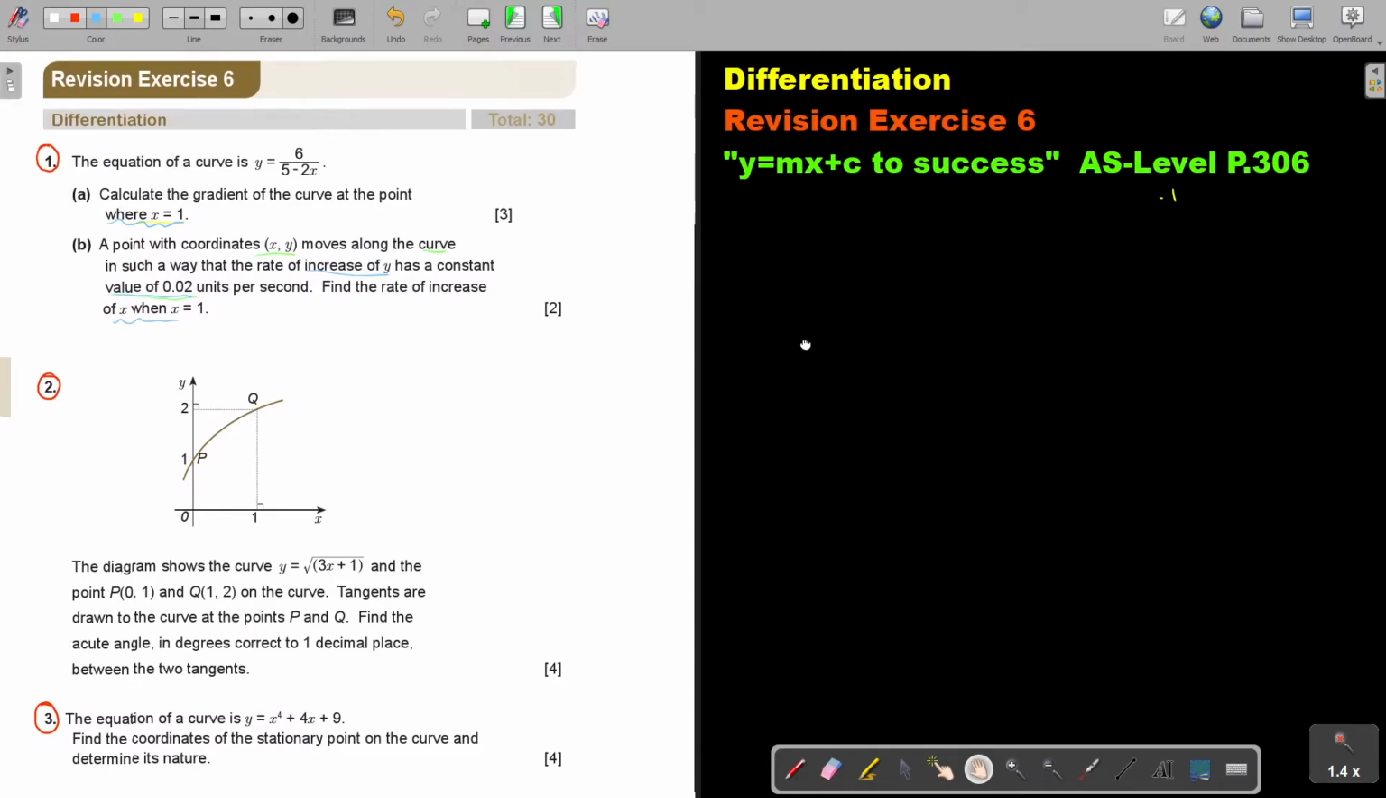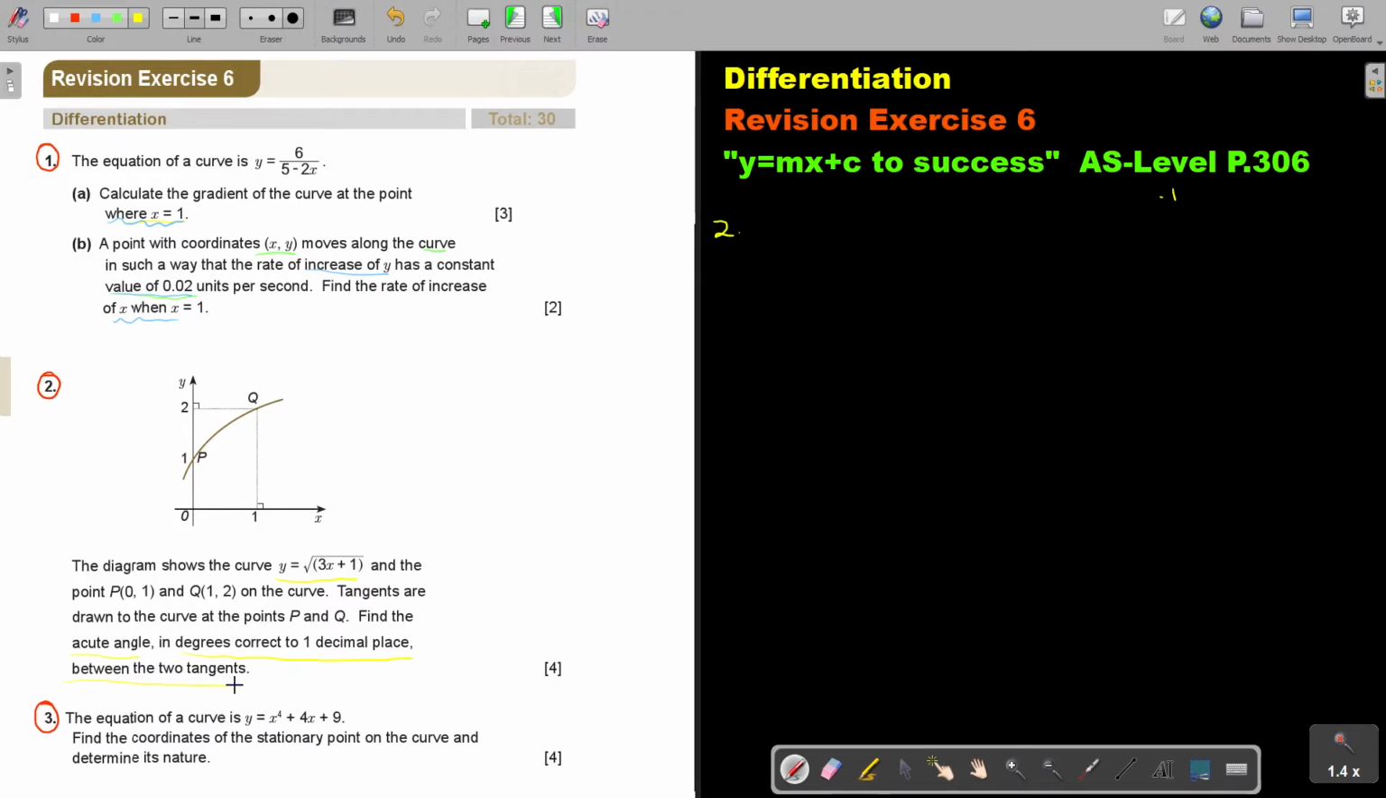Want to move it down? Oh, yes, that's the whole of number 1. Now number 2. The diagram shows the curve. There is the curve, and the points. Okay, I can see it on the curve. Tangents are drawn to the curve at the points P and Q. Find the acute angle in degrees, correct to 1 decimal place, between the two tangents.